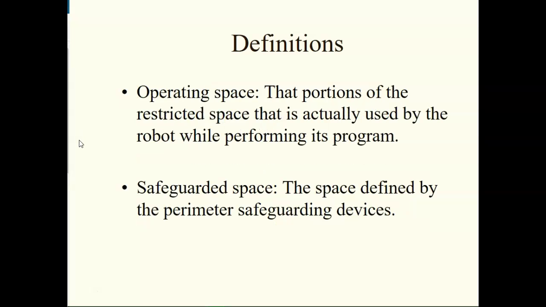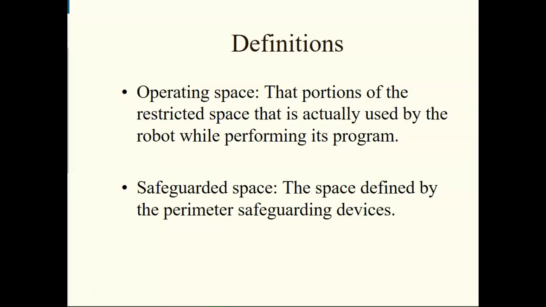So operating space. This is the portion of the restricted space that's actually used while the robot is performing its task. Operating space is the immediate area around the robot itself where it's doing the task it's been set to do.